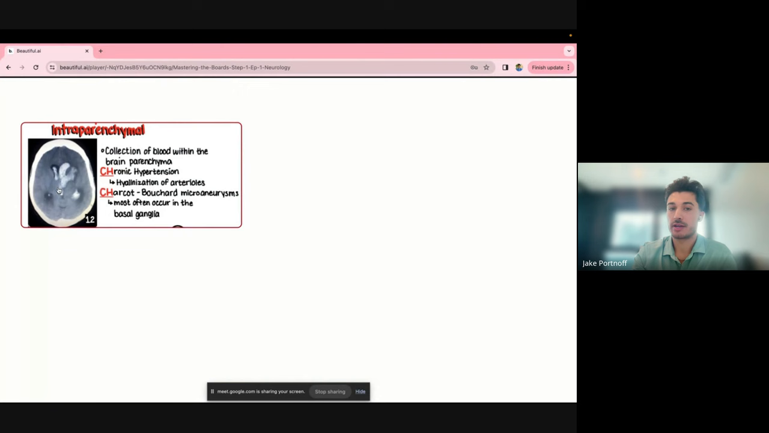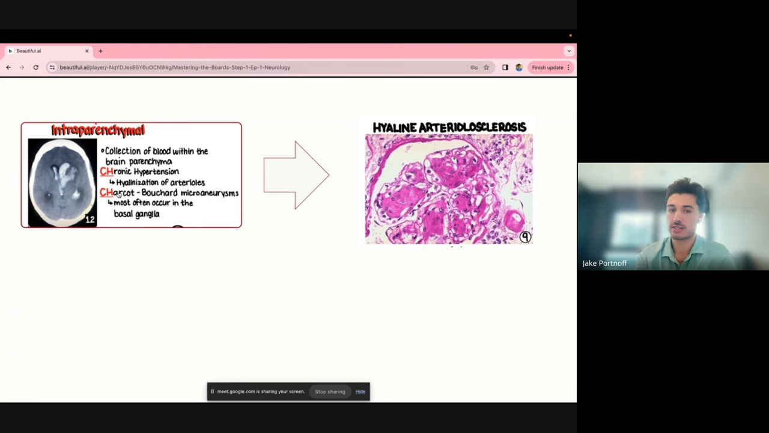If we look at our intraparenchymal hemorrhage here, we're thinking, what was this? A rupture of the Charcot-Bouchard microaneurysms, which most often occur in the deep brain structures, such as your basal ganglia, okay? I like to remember it because CH, chronic hypertension, with CH, Charcot-Bouchard microaneurysms, that's a great way to remember that. And then just keep in mind this key histological tie-in, guys, hyaline arteriosclerosis. This chronic hypertension is going to cause our hyalinization.